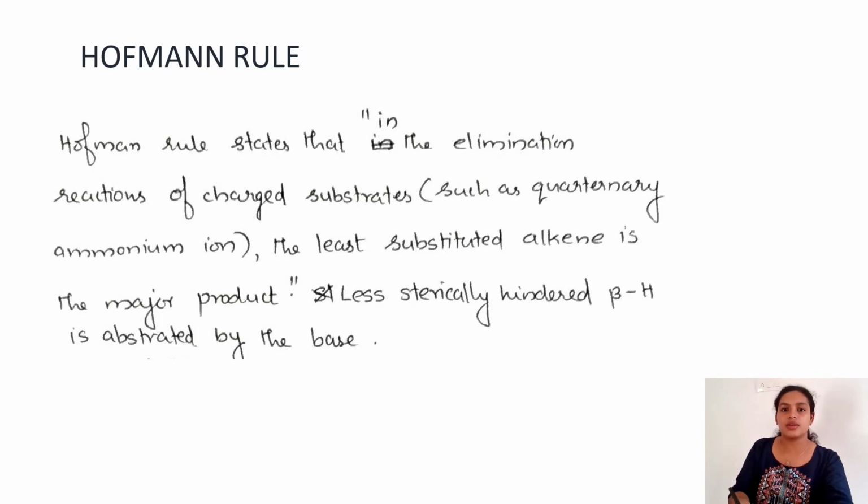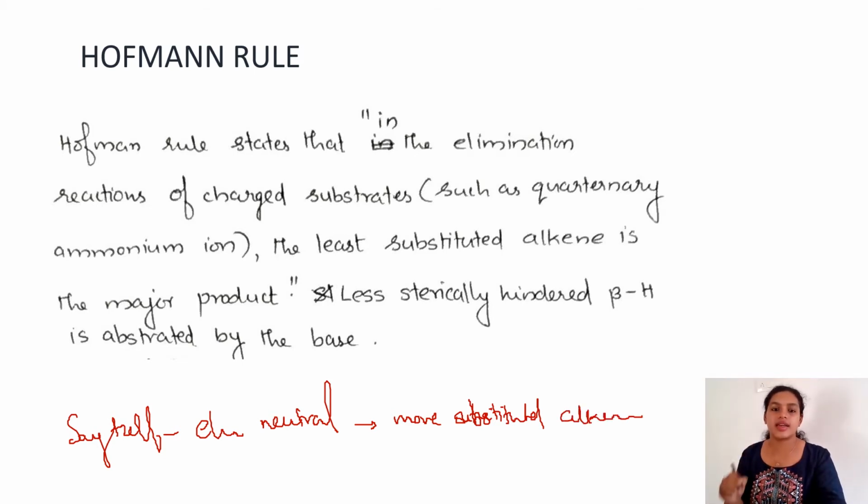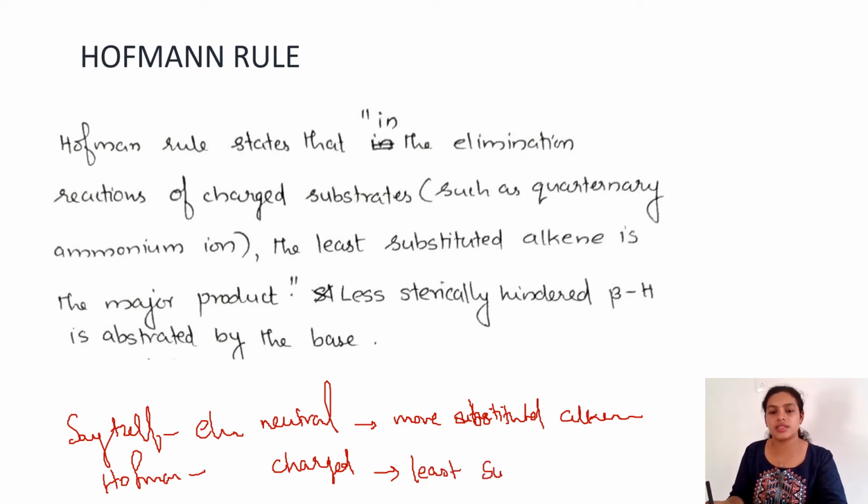Zaitsev rule: elimination from a neutral substrate results in the more substituted alkene as the major product. But the Hofmann rule states that in the case of elimination from charged substrates, the least substituted alkene is the major product.